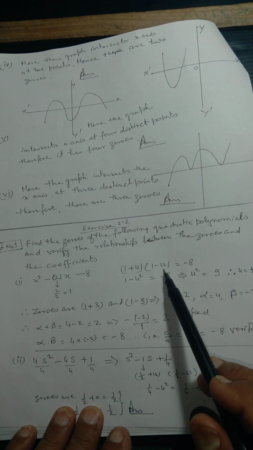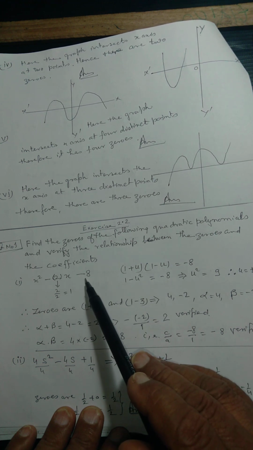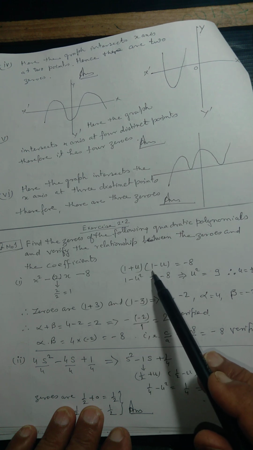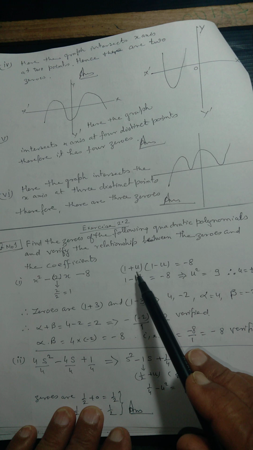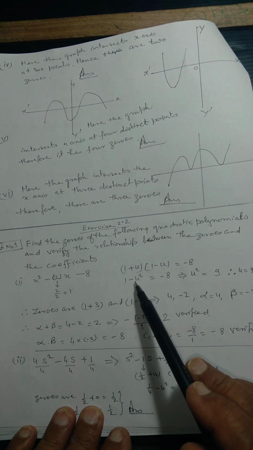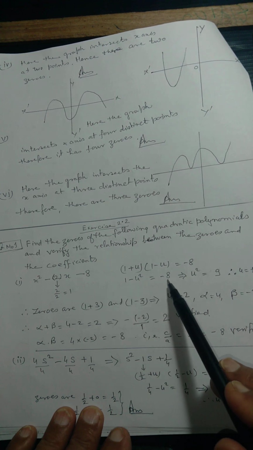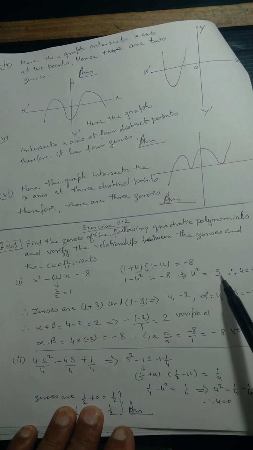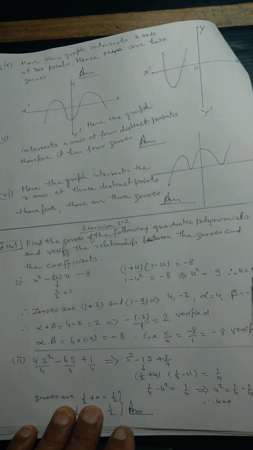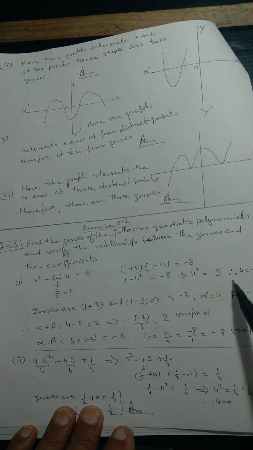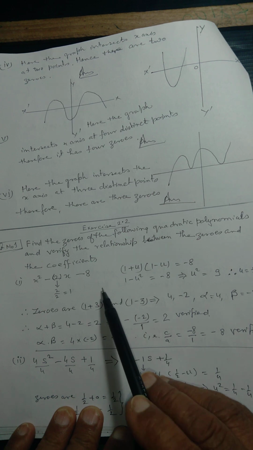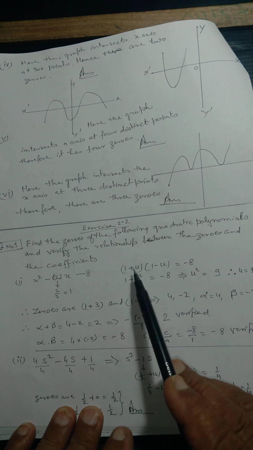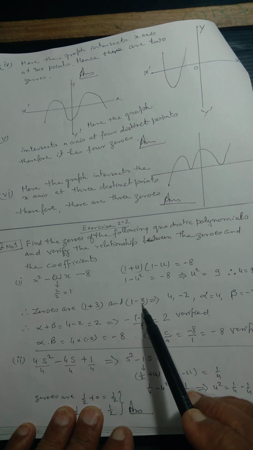So the product of the roots should be equal to minus 8. That is why I have written (1 plus u) into (1 minus u) is equal to minus 8. Just multiply it, you will get 1 minus u square is equal to minus 8. Now transpose and you will get u square is equal to 9. So u will be equal to plus minus 3. Now put the value of u here. So 1 plus 3 will be one of the roots, and 1 minus 3 will be the other root.